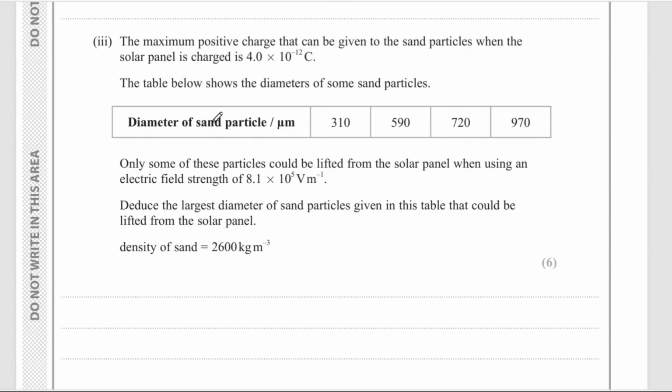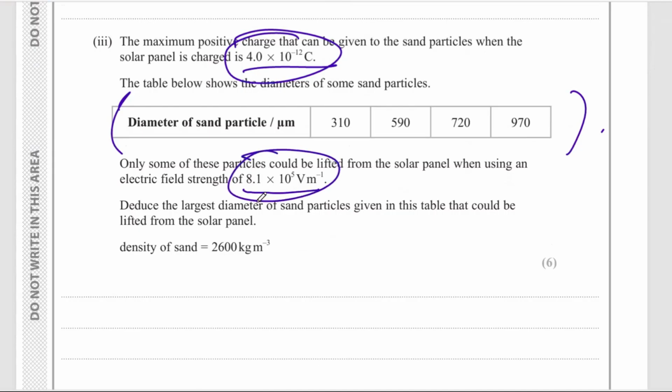Now, you've got the diameter of the sand particle, and the maximum positive charge that can be given to the sand particles when the solar panel is charged is this. That is the maximum charge we can have. We've got the diameter as well. Only some of these particles could be lifted from the solar panel when using an electric field strength of this one, right? Deduce the largest diameter of sand particles given in this table that could be lifted from the solar panel. And the density of the sand is this.